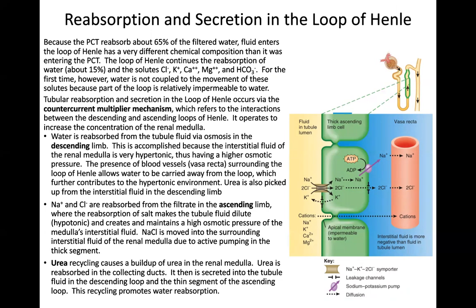But because the proximal convoluted tubule reabsorbs about 65% of our filtered water, fluid that enters the loop of Henle is very different chemically than what it was entering the proximal convoluted tubule. Okay, the loop of Henle will continue this reabsorption of water, about 15%, plus the solutes chloride, potassium, calcium, magnesium, and bicarbonates. But for the first time, water is not coupled to the movement of these solutes because part of the loop is relatively impermeable to water.